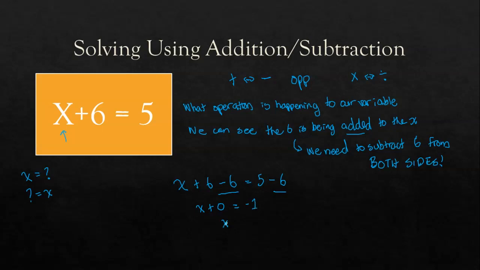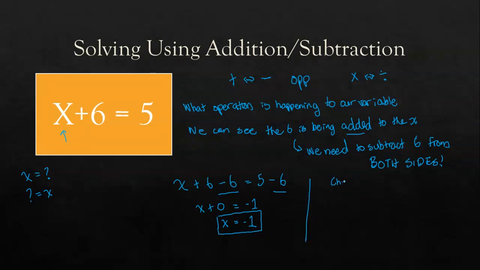We're going to get rid of that 0 because anything plus or minus 0 is just itself. You don't have to write that middle step, but just so you can see what's happening here. So we get x equals -1, and we're done. Because we have nothing attached to the x, no number in front of it or being added to it or being divided, we have x equals -1. So that would be our solution.